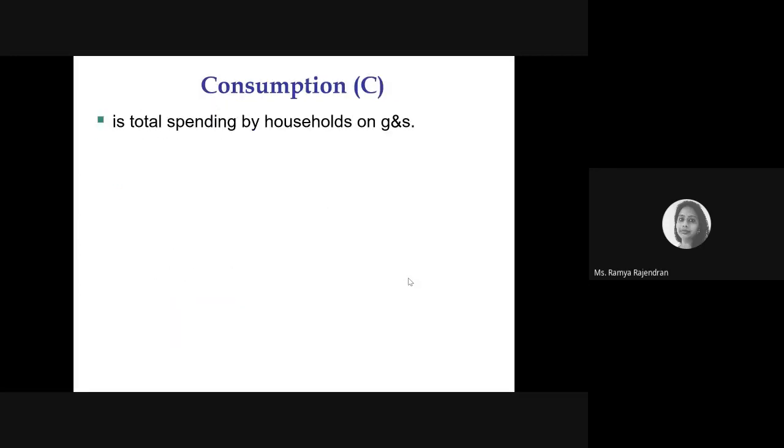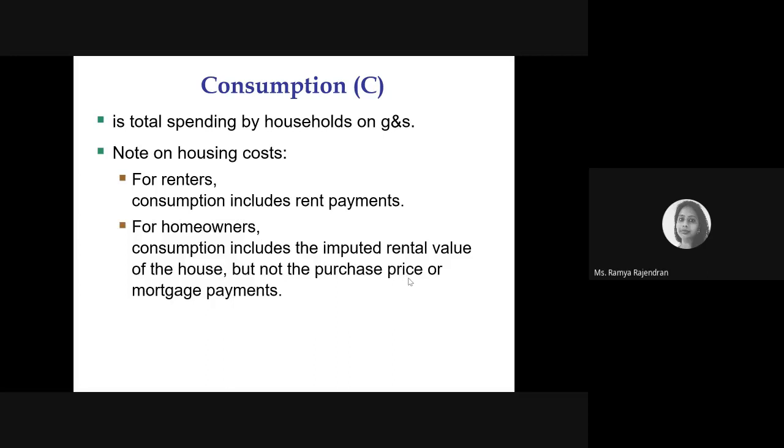Consumption is nothing but the total spending by a household on both goods and services. So, for example, if I buy a toy for my daughter, yes, it is accounted. If I buy a mobile phone for myself, yes, it is accounted. If I buy a water bottle, yes, it is accounted. But if I spend on my housing cost, it will not be accounted. I mean, if I'm living in a rented flat, the rent which I pay, yes, it will be accounted as housing cost because I'm enjoying the services.